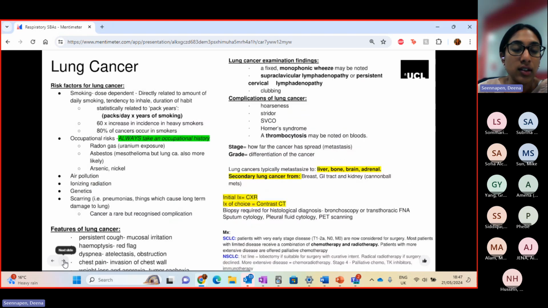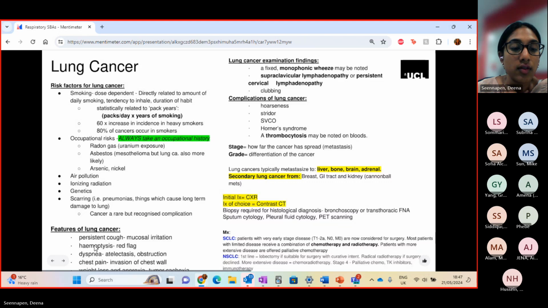So a bit about lung cancer. When you're taking a history and thinking about risk factors for lung cancer, you really want to make sure you're getting an accurate smoking history. Ask about how much they smoke per day, etc., to work out your pack years. Occupational history is really important. It can mean that some cancers are more likely than others. And then air pollution, any family history of lung cancer, and any previous scarring to the lungs, so any chronic infections, COPD, things like that.